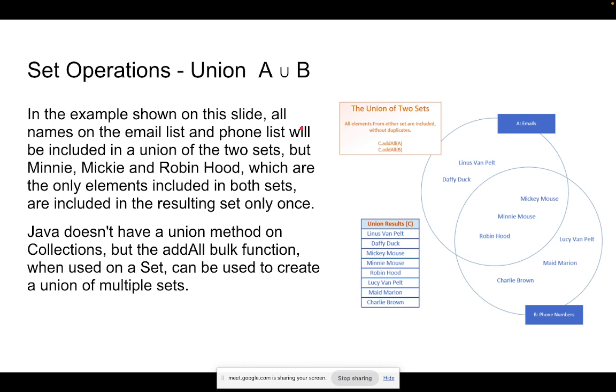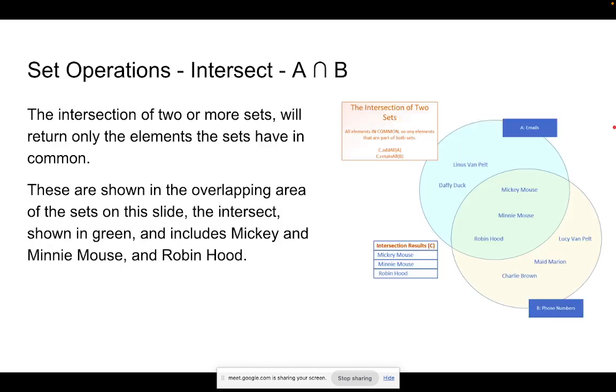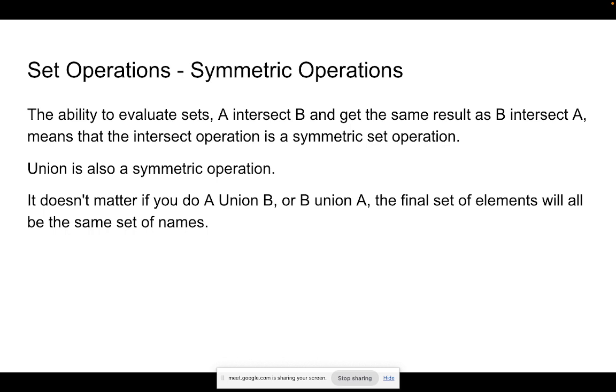And in intersection, we will only identify the elements which are overlapping, and we will not add the rest. So the intersection result will be Mickey Mouse, Minnie Mouse and Robin Hood. This is the intersection part, that is, the elements which are common in both sets. Okay, this set operation is called symmetric, because if I do A intersect B or B intersect A, it will give me the same result.